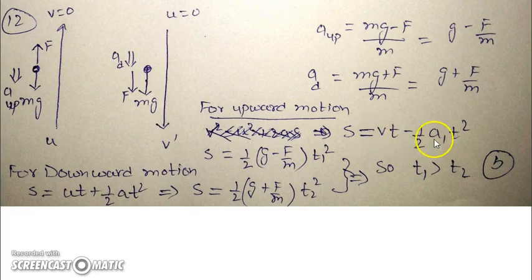So s = vt - (1/2)at². I have taken this equation because the final velocity in the upward motion is 0. So I can straight away say s = (1/2)(g - f/m)t1². In the downward motion, I have used the equation s = ut + (1/2)at² because u is 0. So again I got s = (1/2)(g + f/m)t2². By dividing, we can say t1 is greater than t2 easily.